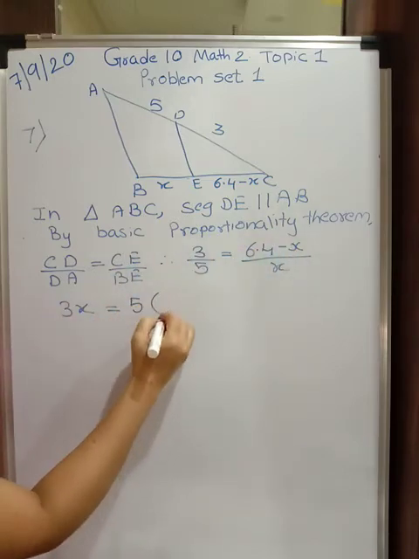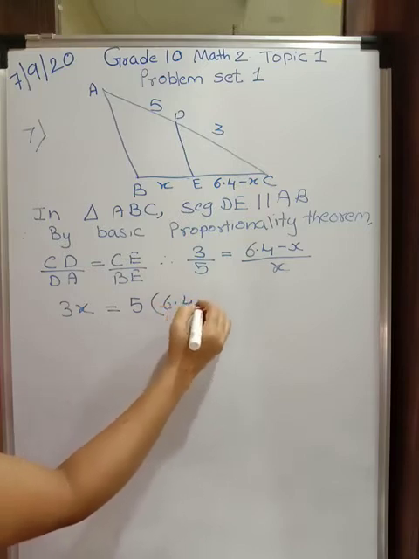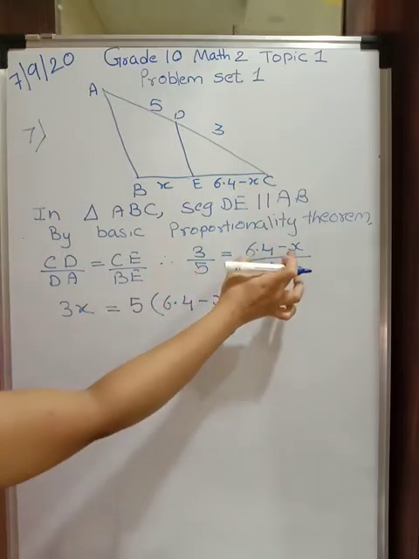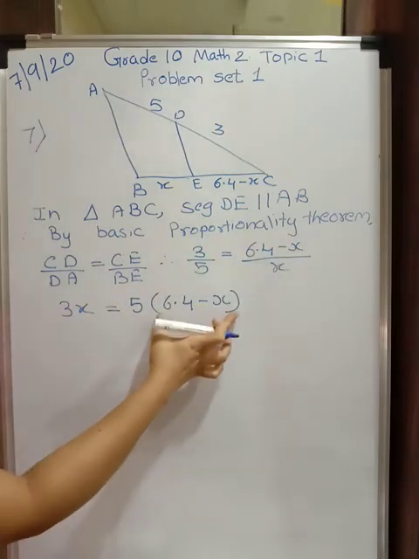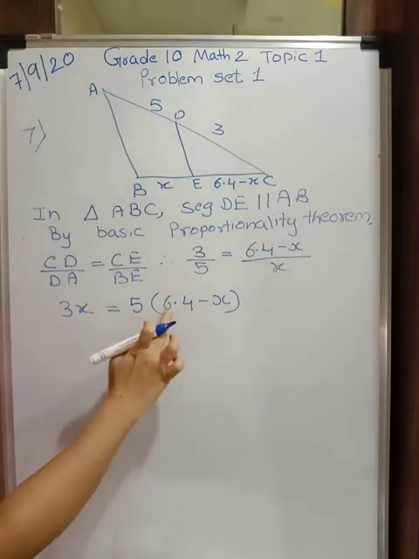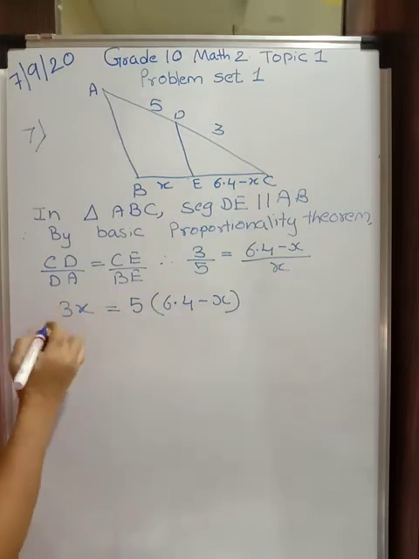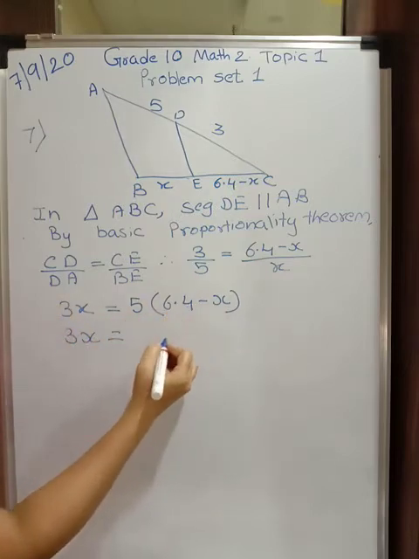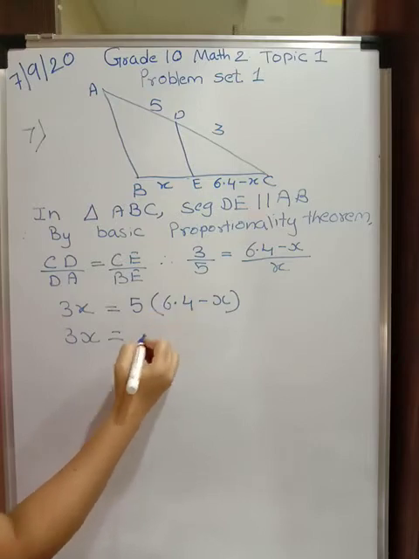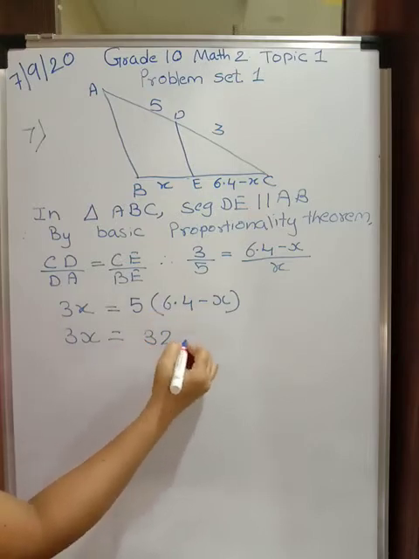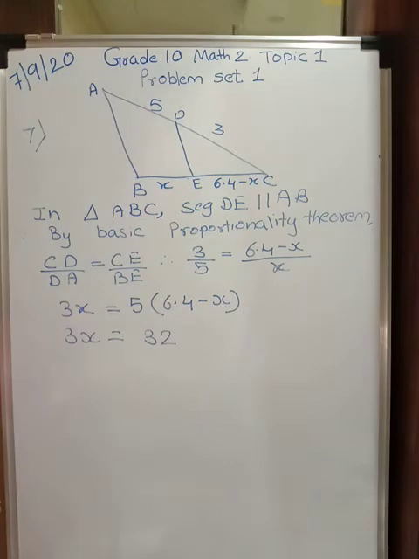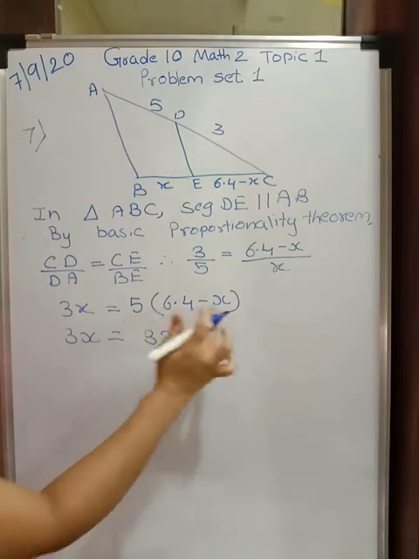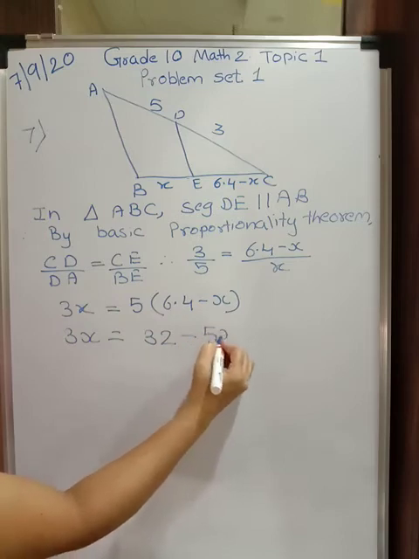I am putting a bracket around 6.4 minus X. It is not multiplying only 6.4; both the terms are involved over here. So I am putting the bracket to show that 5 is multiplying 6.4 as well as X. So what we have? 3X is equal to 5 times 6.4: 4 fives are 20, 30, 31, 32, so 32.0. I am writing only 32. So 3X is equal to 32 minus 5 into X, which is 5X. I hope it is clear up till here.